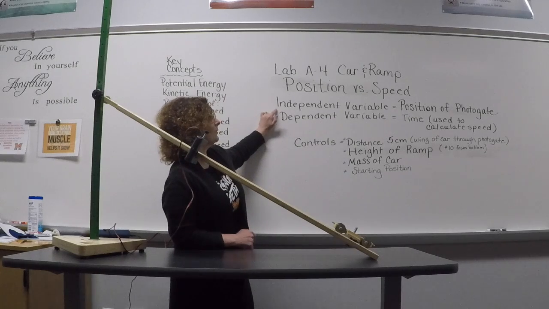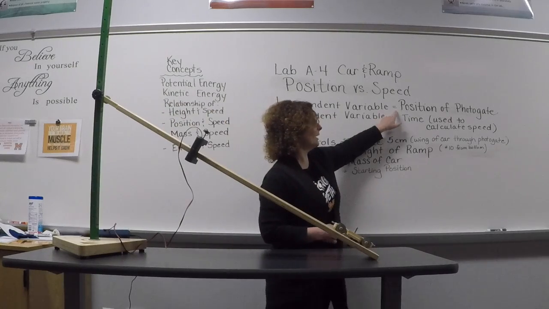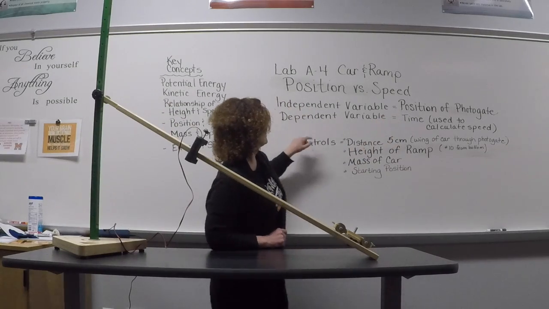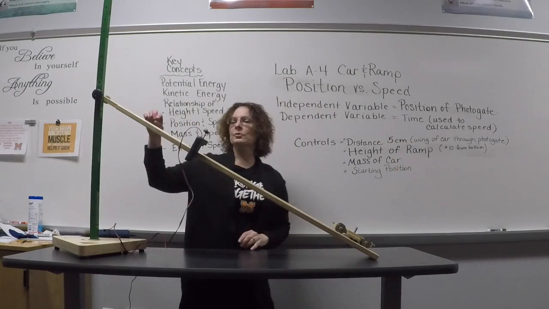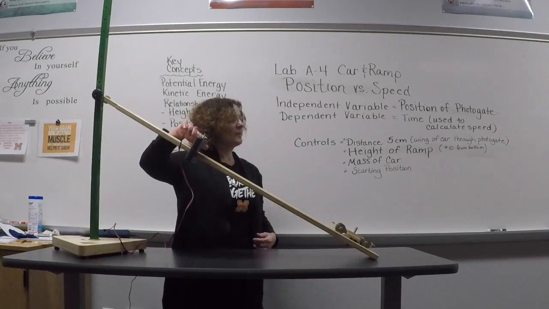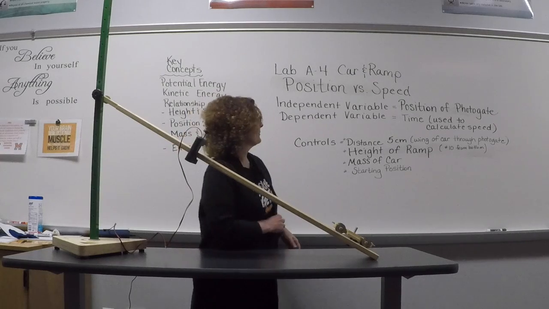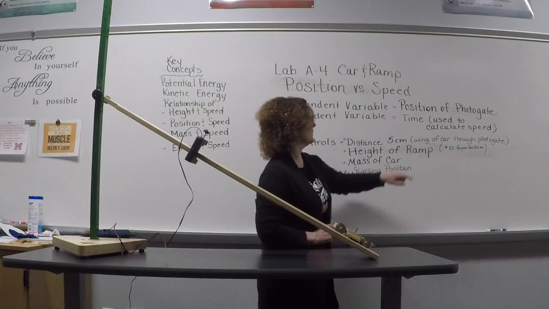So our independent variable this time is the position of the photo gate where it's recording our time. Our dependent variable is going to be the time it takes for the car to travel through the photo gate at that position on the ramp. And we're going to use the time to calculate speed.